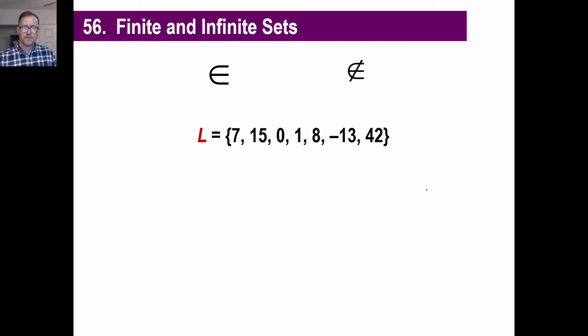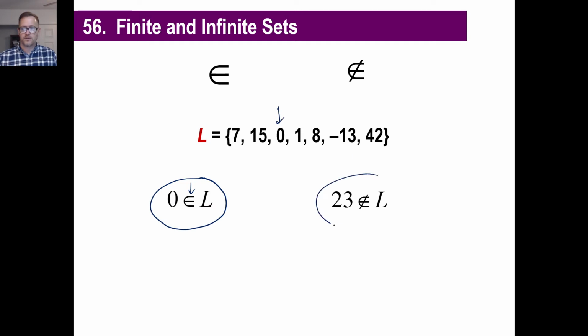But here is set L again, and there are the members of the set L. Okay, and here's a way we can say it. Now look at this one first. We can say 0 is a member of set L. Okay, there it is. We can also make another statement. 23 is not a member of set L, because it doesn't show up in the list of terms that are in that set. Okay, members of the set.